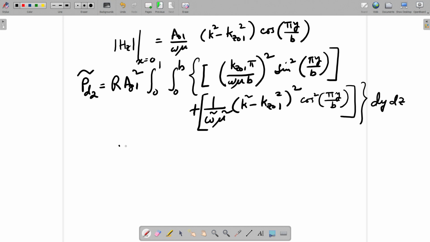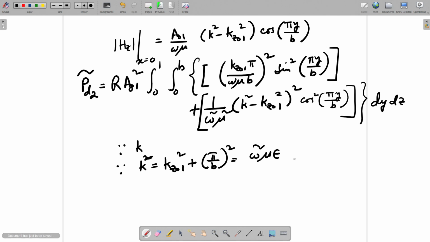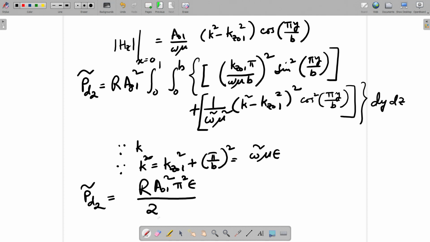And then using the expression k square equal to k z 01 square plus pi by b whole square equal to omega square mu epsilon, the expression for P d 2 finally turns out to be, you can just verify this, r a 01 square pi square epsilon by 2 mu b.